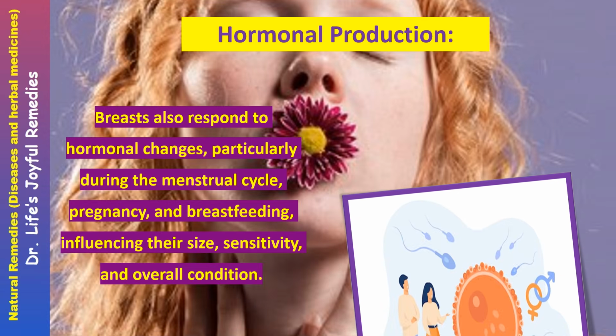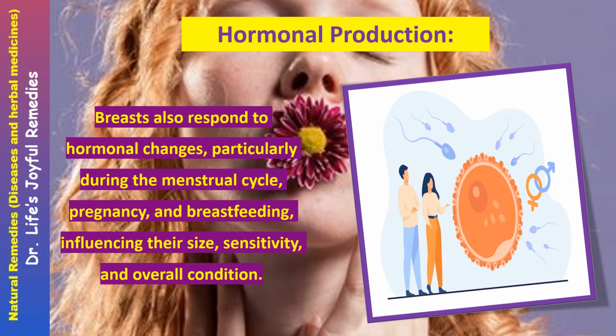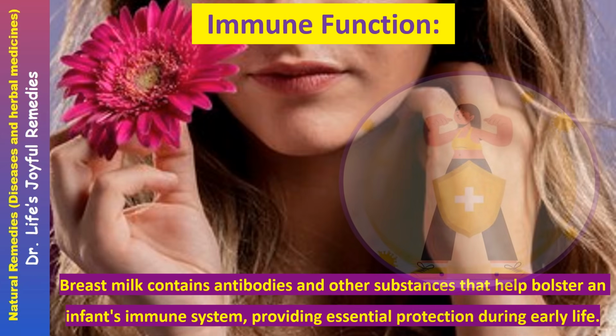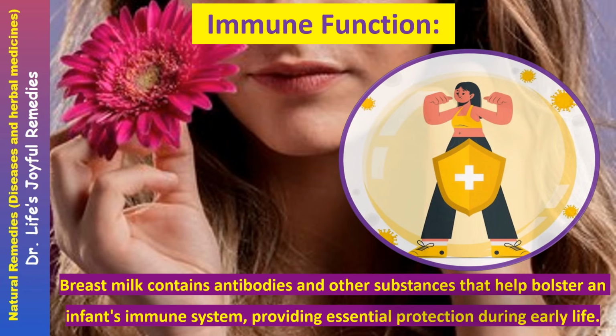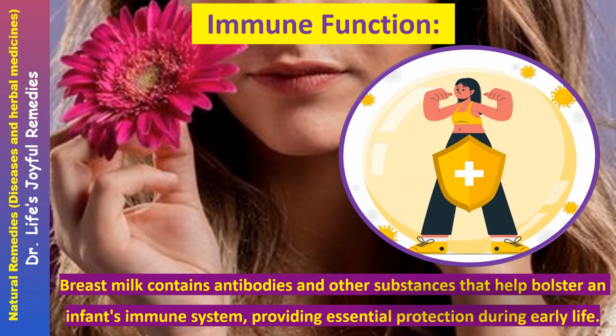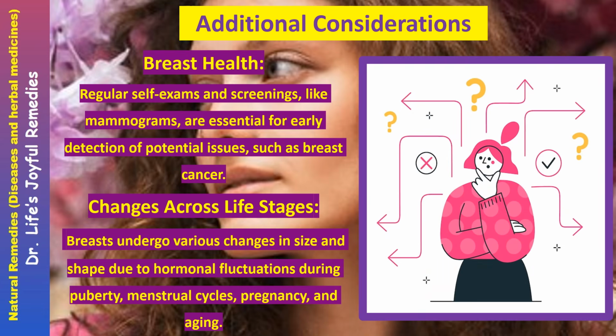Hormonal production. Breasts also respond to hormonal changes, particularly during the menstrual cycle, pregnancy, and breastfeeding, influencing their size, sensitivity, and overall condition. Immune function. Breast milk contains antibodies and other substances that help bolster an infant's immune system, providing essential protection during early life. Additional considerations. Breast health. Regular self-exams and screenings, like mammograms, are essential for early detection of potential issues, such as breast cancer. Changes across life stages. Breasts undergo various changes in size and shape due to hormonal fluctuations during puberty, menstrual cycles, pregnancy, and aging.